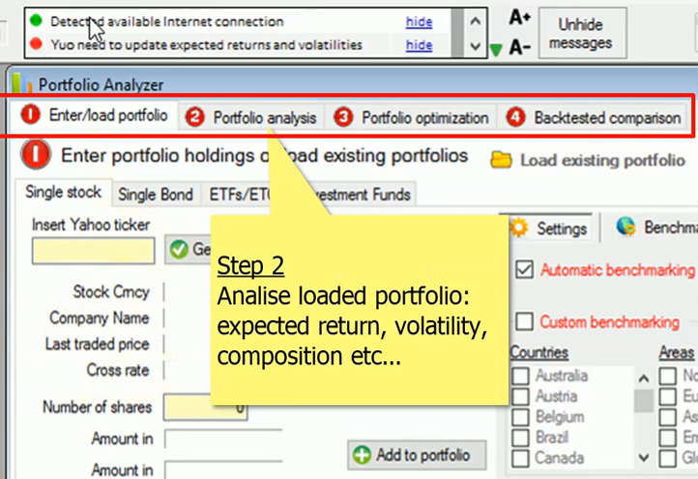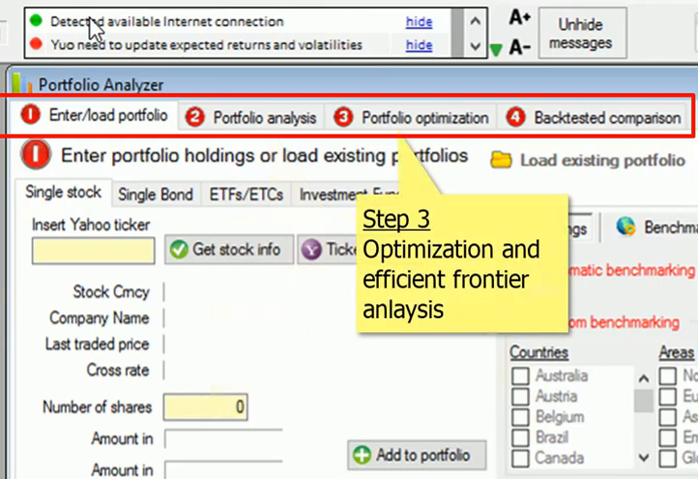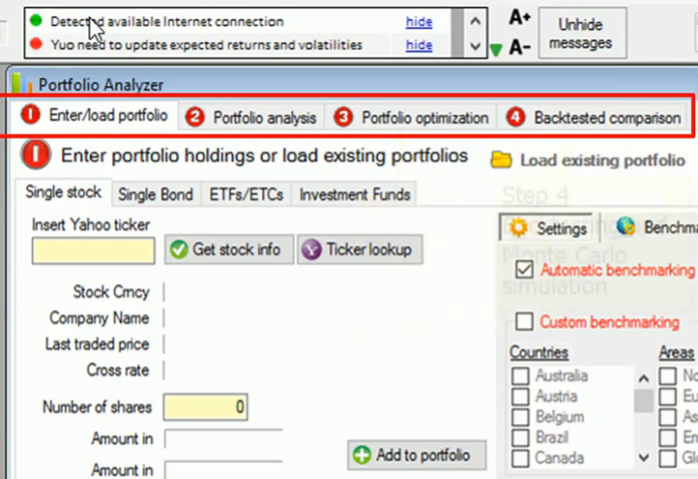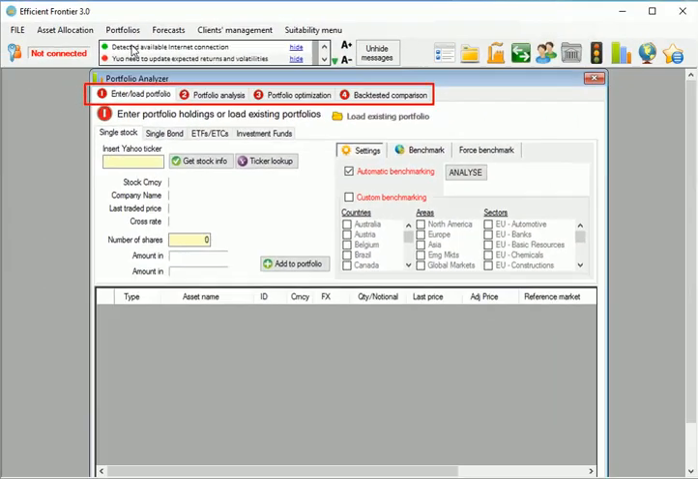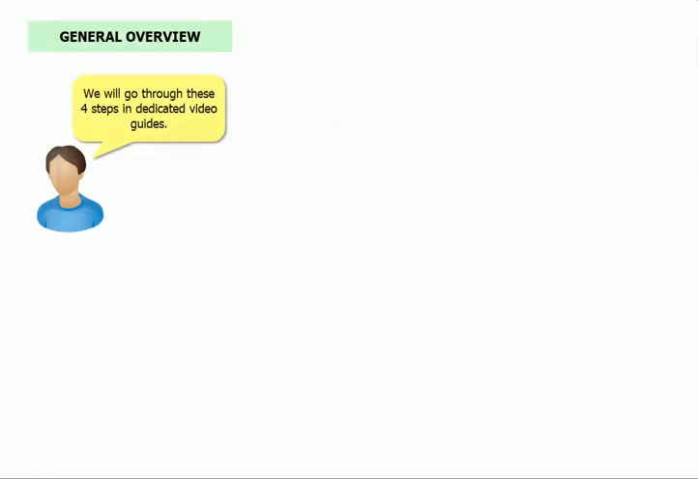Step 2. Analyze the loaded portfolio: expected return, volatility, composition, etc. Step 3. Optimization and efficient frontier analysis. Step 4. Backtesting and Monte Carlo simulation. We will go through these 4 steps in dedicated video guides. But before that, we will provide a general overview of the full process.